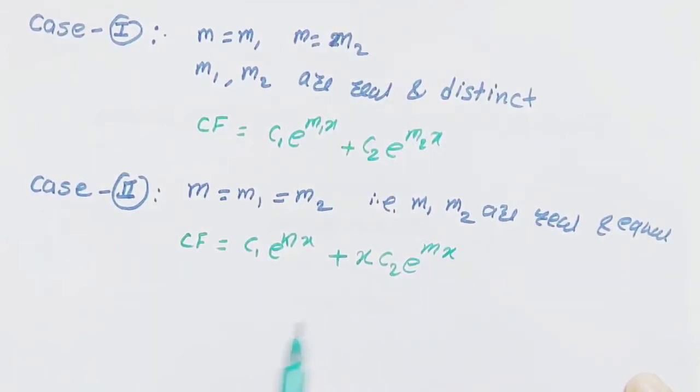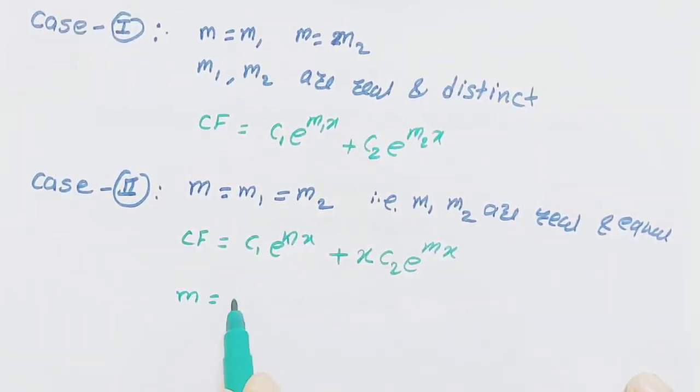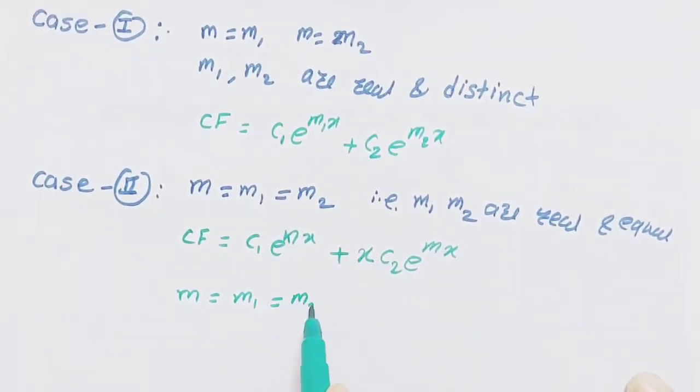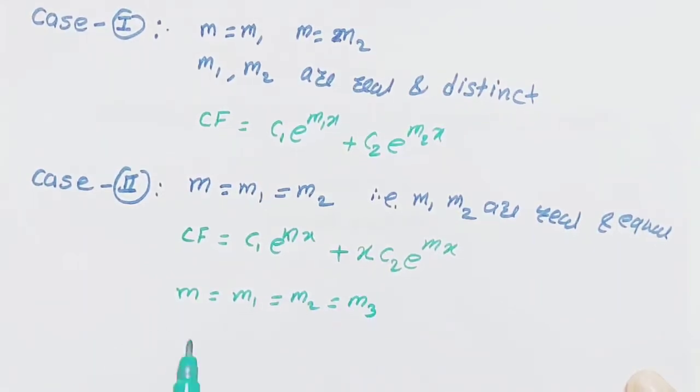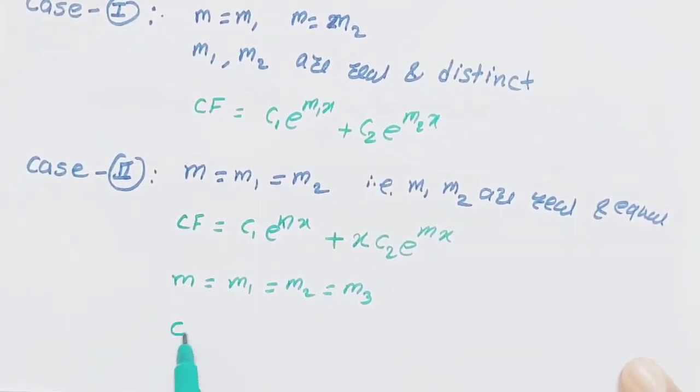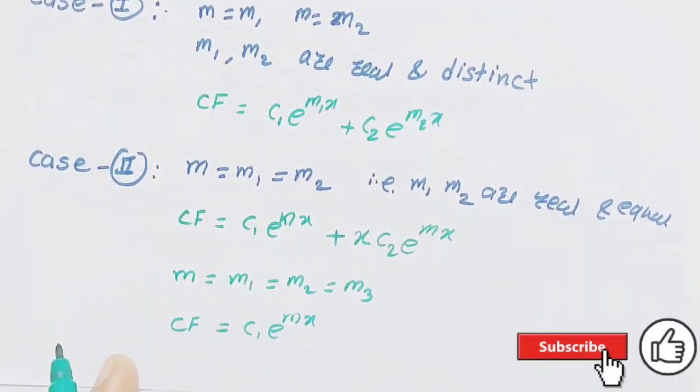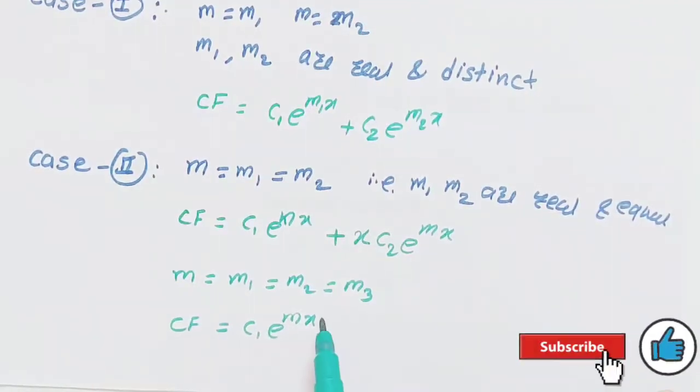power mx. Now if we have given a cubic equation, then corresponding to the cubic equation we get 3 roots, and in case all the 3 roots are equal, then we have to again multiply by x. So we get x square c3 e raised to power mx. For example, suppose roots are m is equal to m1 is equal to m2 is equal to m3. All 3 roots are real and equal, then CF is c1 e raised to power mx. The first time we are writing the root, so it is a single time, that means it is c1 e raised to power mx.